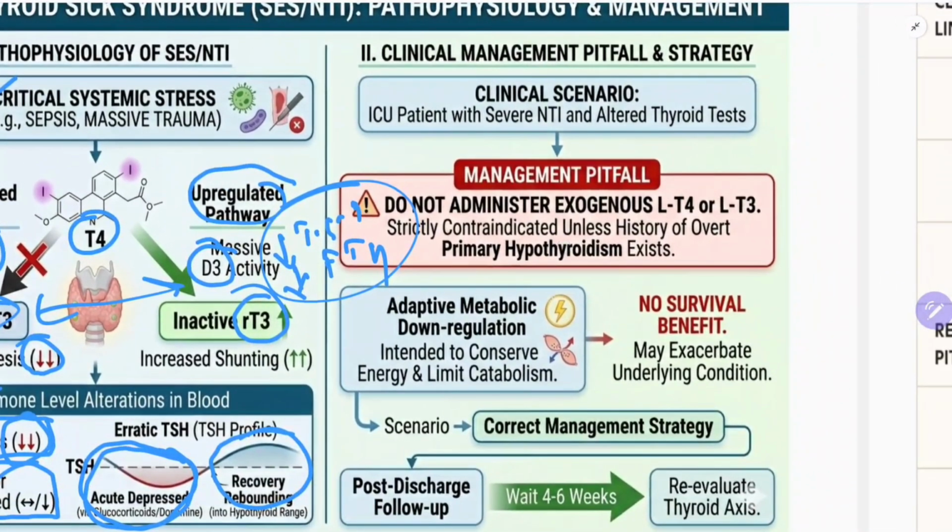So what to do then? Clinical scenario: ICU patient with severe NTI and altered thyroid tests. Management pitfall: do not administer exogenous LT4 or LT3.